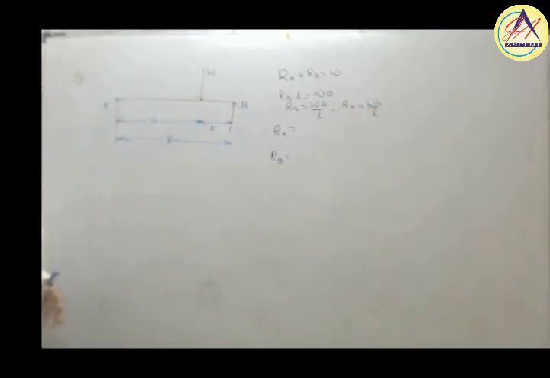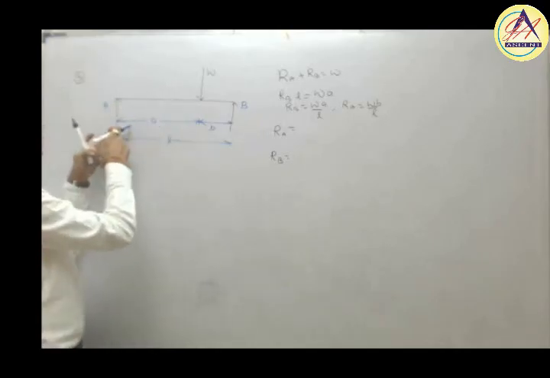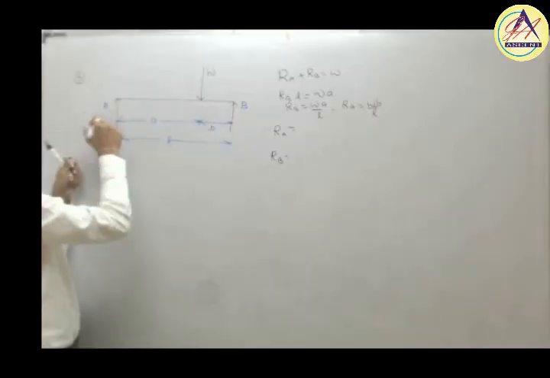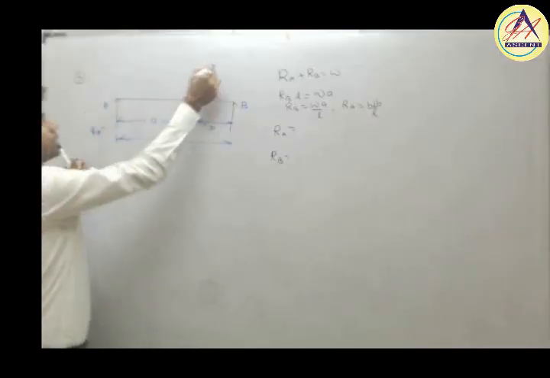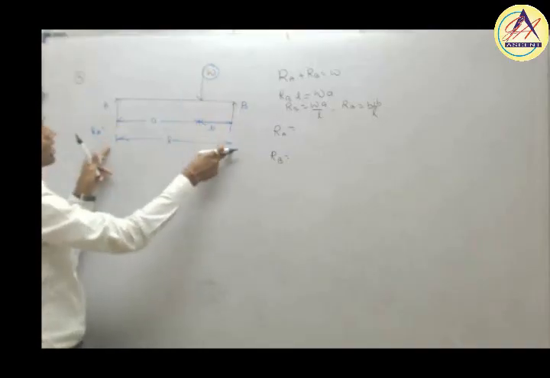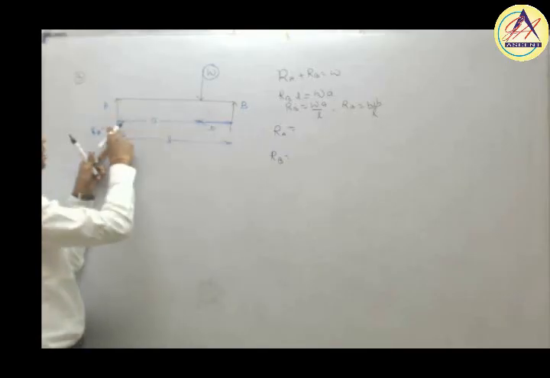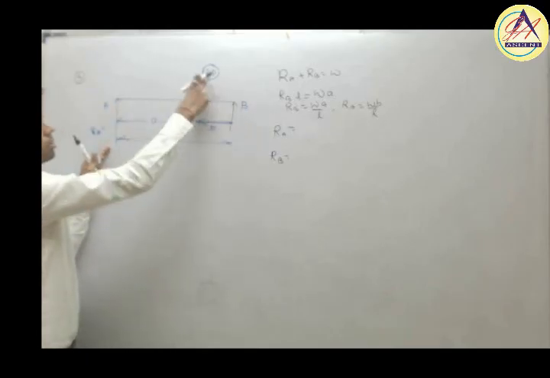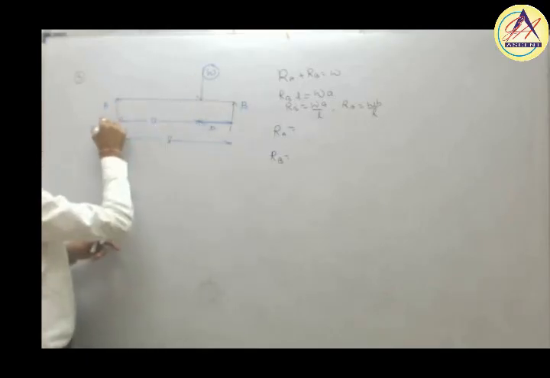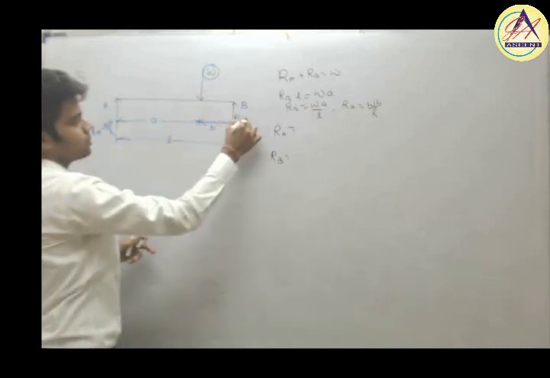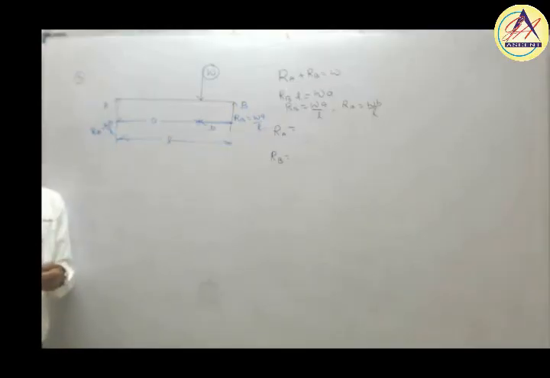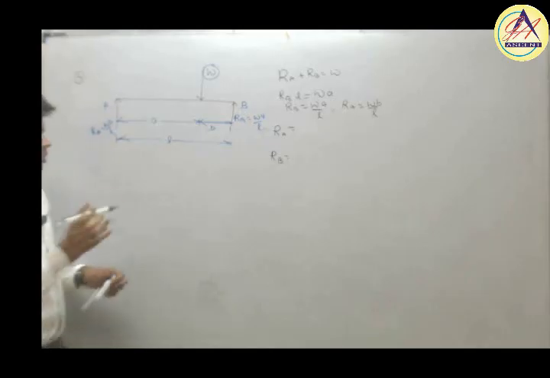There is a shortcut also. You can directly write it. How? Suppose there is an eccentric point load, then if you want to determine RA, this will be W into B by L, this distance, for RA. RA is equal to W into B by L. RB is equal to W into A by L. So RA is WB by L, RB is WA by L. First thing. Now we have to draw the shear force diagram.